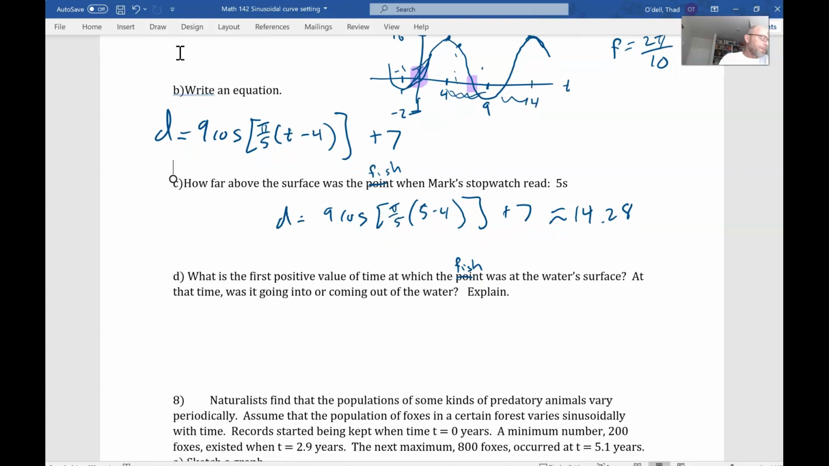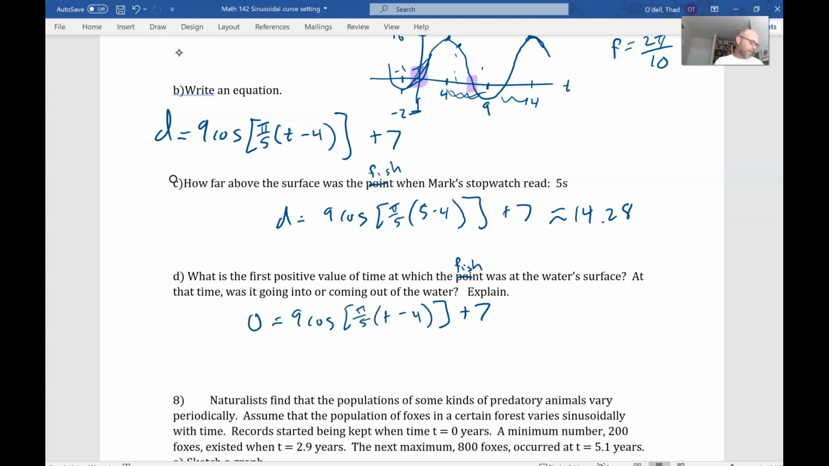So what we're going to have to do is just solve this equation and see what we get. So what is the first positive value of time at which the fish was at the water surface? So the water surface represents 0. So I'm going to say 0 equals 9 cosine of pi over 5 times t minus 4, plus 7. And I'll begin solving that thing.